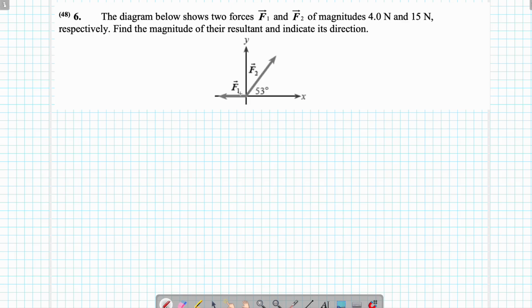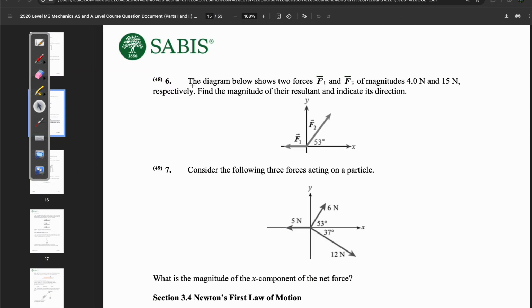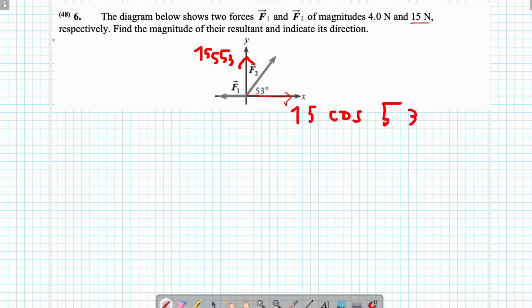So over here, we would have F2, which is 15. So 15 cosine 37, I mean 53, my bad. 15 cosine 53. And up here we have 15 sine 53. I'll just call it S for a shortcut. I'm gonna add the question. Oh wait, no, never mind, it's already there. Okay.